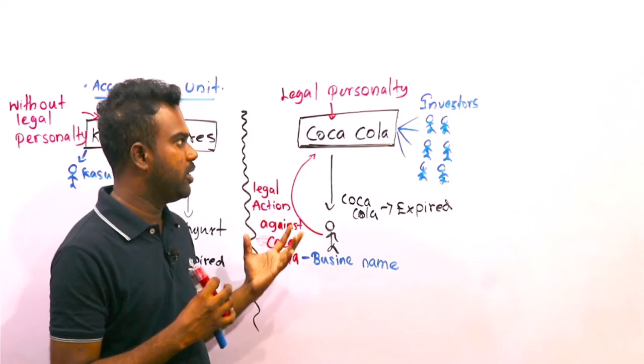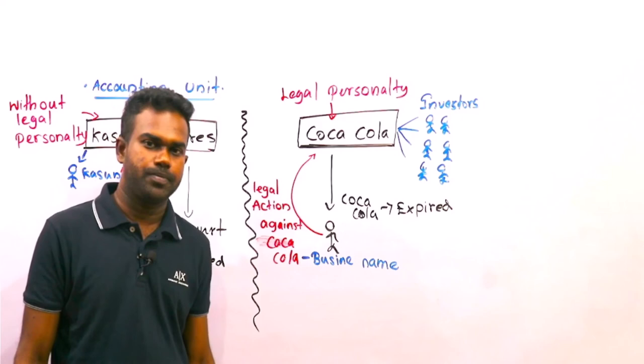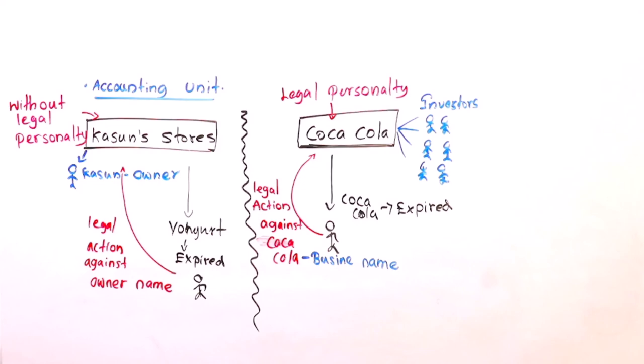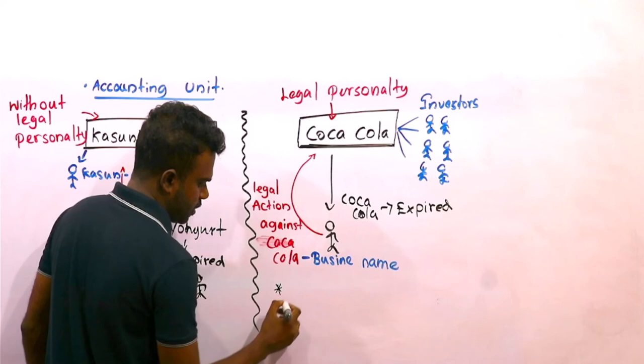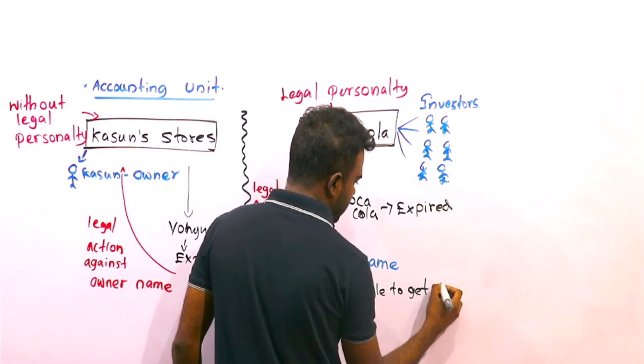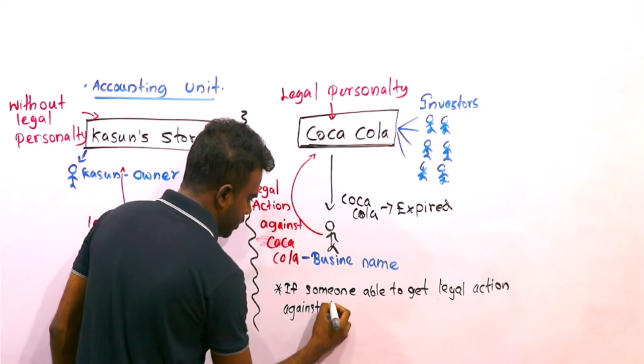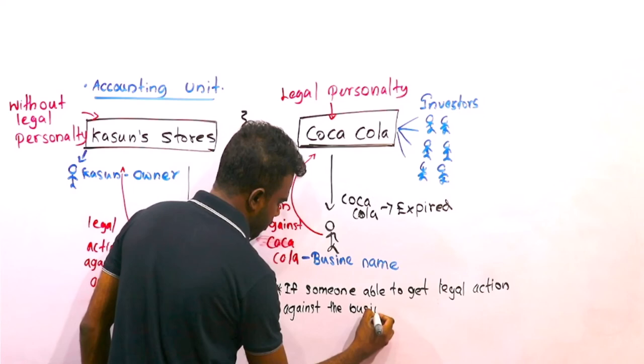Understand the word. You can learn this in business studies; I just explained what the meaning is. Okay, understood? Any questions? It's better if you can write this down, so please take a screenshot first. It's better if you write down the meaning here: if someone is able to take legal action against the business name, they have legal personality.